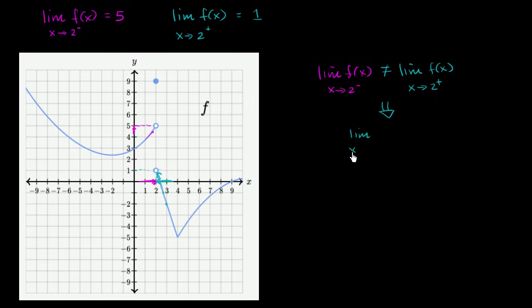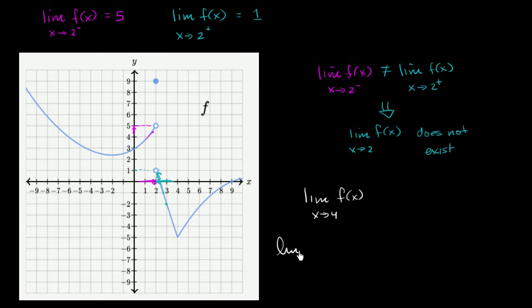The limit as x approaches 2 in general of f of x does not exist. In order for it to have existed, these two things would have had to be equal to each other. For example, if someone were to say, what is the limit of f of x as x approaches 4? Well, then we can think about the two one-sided limits, the one-sided limit from below and the one-sided limit from above.